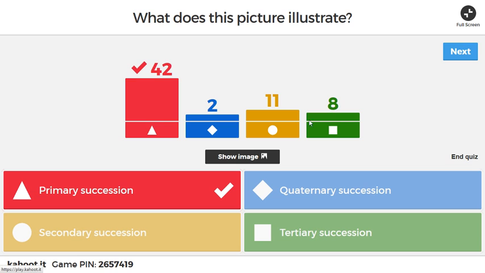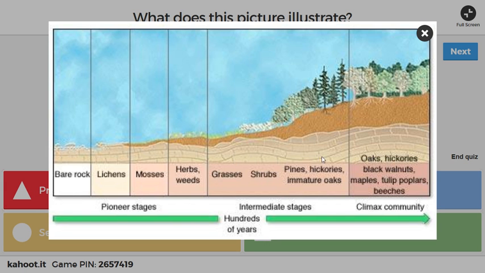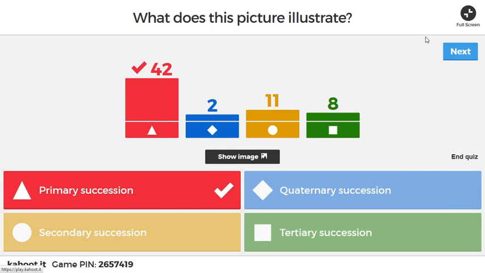Secondary succession, which 11 people picked, that would be if there was life there before, there was some kind of natural disaster, and the life began growing back. Similar to what you saw in Indian Lake Estates, Florida. There was a massive wildfire. When life starts growing back, that would be secondary succession, life growing again.